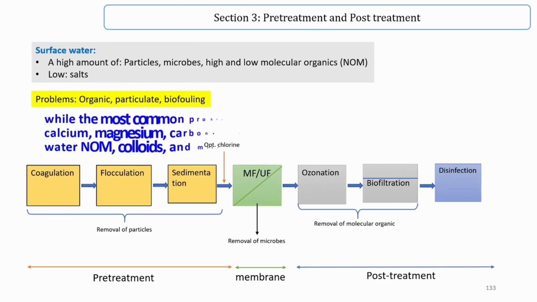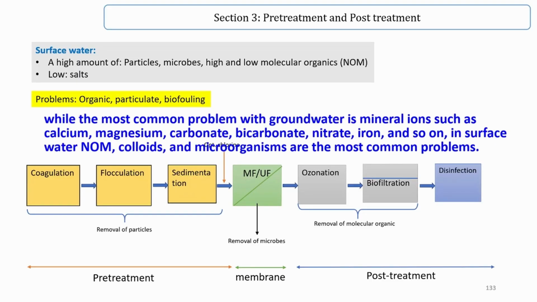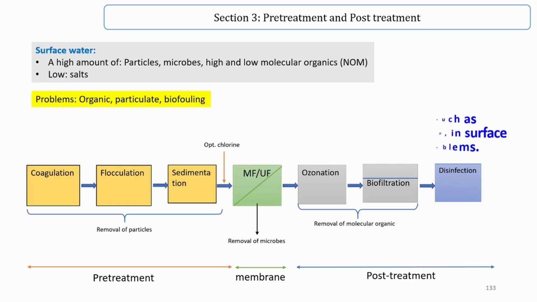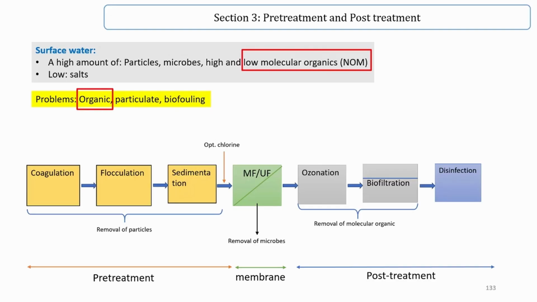It has to be noticed that while the most common problems with groundwater are mineral ions such as calcium, magnesium, carbonate or bicarbonate, nitrate, iron, and so on, in surface water, natural organic matters, colloids, and microorganisms are the most common problems. In these surface water compositions, you have a high concentration of particles and microbes which cause particulate fouling and biofouling respectively. Natural organic matter also causes organic fouling.